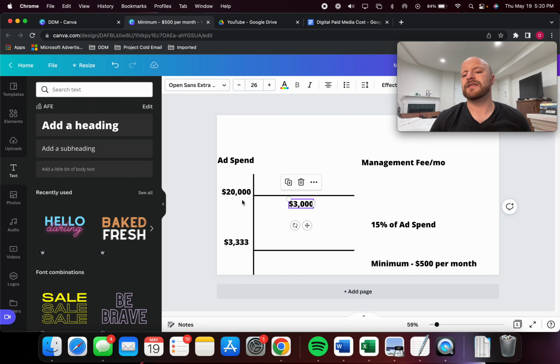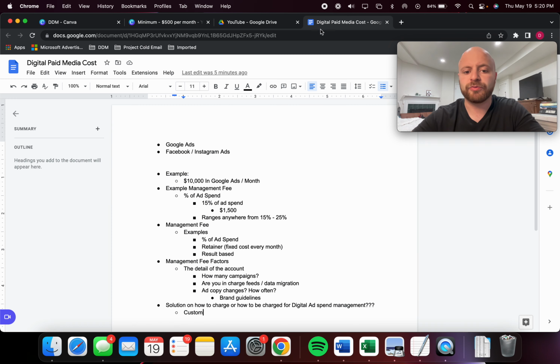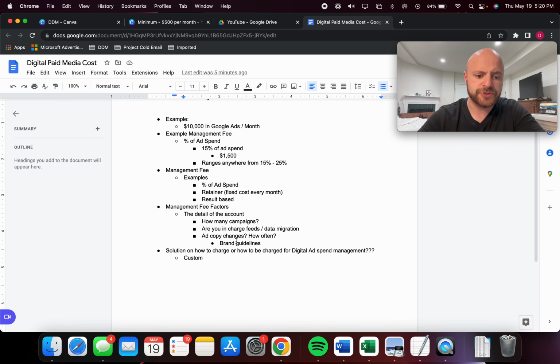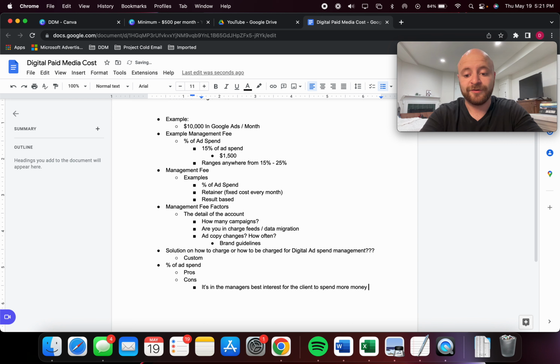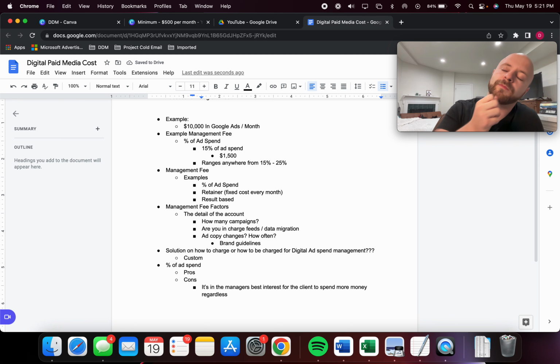One of the main reasons why it's tough to do just a pure percent of ad spend is because, and I'm going to make pros and cons back in this list, and I'll share all this information with you too. I'll say pros and cons, percent of ad spend. A con would be it's in the manager's best interest for the client to spend more money regardless. That's the one thing I don't like about percentage of ad spend. It doesn't always make sense for the client to spend more money.